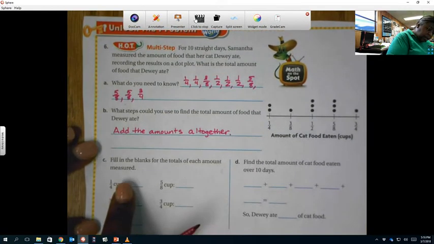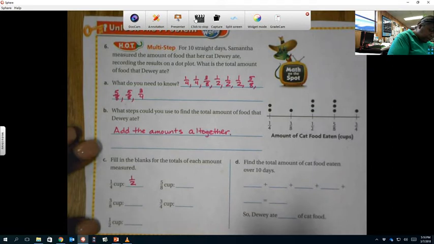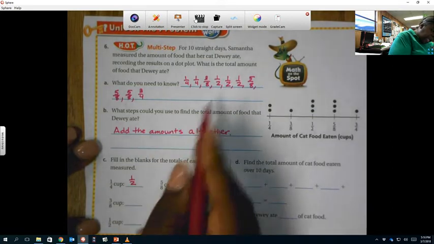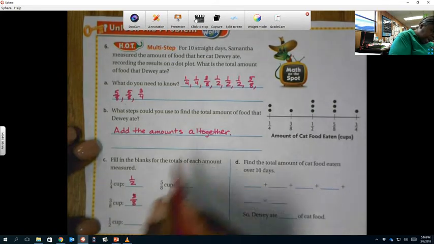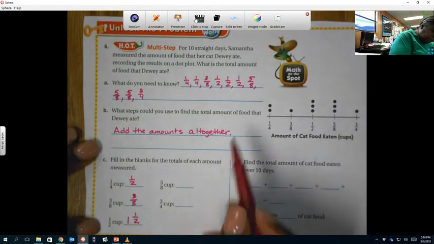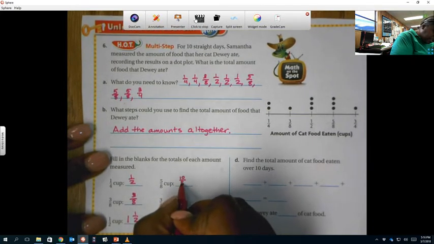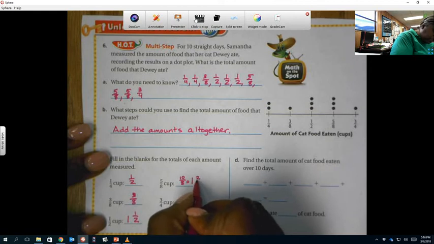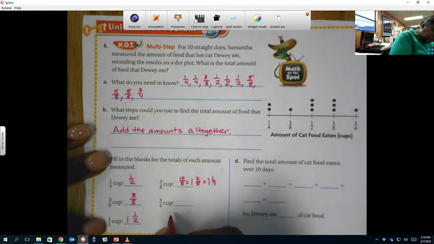I've got 2 times 1/4 cup, so that's 1/2. 1/4 plus 1/4 is 1/2. I've got 3/8 one time, so that's 3/8. I've got 1/2 three times, that's 1 and 1/2. I've got 5/8 two times, so that's 10/8, or 1 and 2/8, which is equivalent to 1 and 1/4. And I've got 3/4 one time.